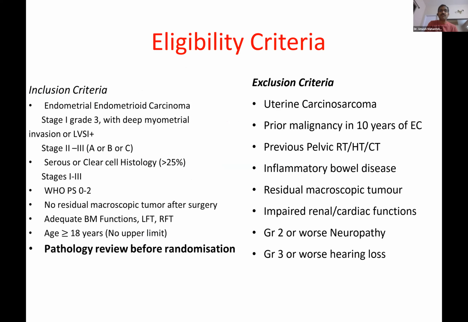This is a slide which shows essentially the inclusion and exclusion criteria. The inclusion criteria are nothing but the high-risk group, which I mentioned earlier. What is important in the inclusion criteria is that there was a central pathology review before randomization. So suffice to say that there was uniformity in the inclusion criteria. The exclusion criteria were standard other histologies, and for chemotherapy, neuropathy or hearing loss were the exclusion criteria.